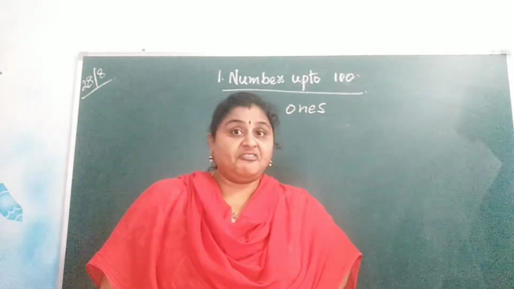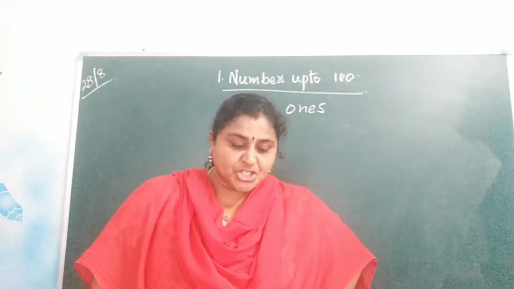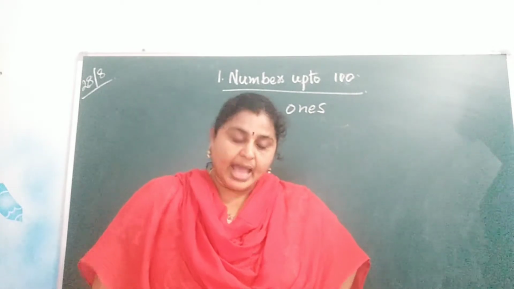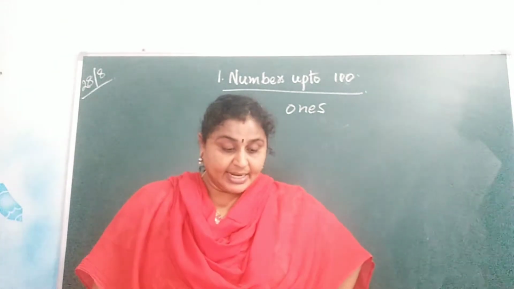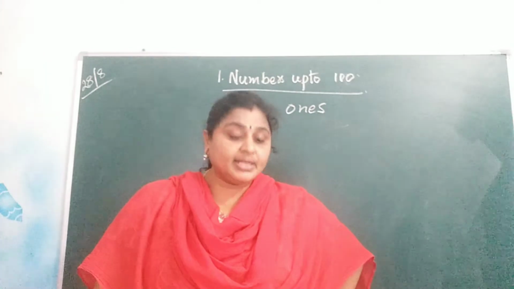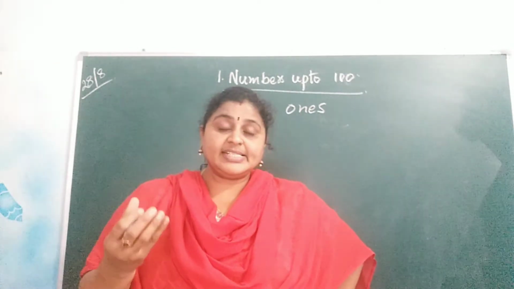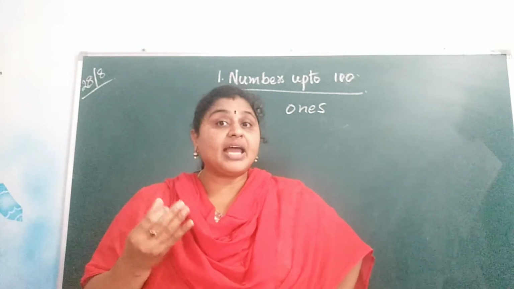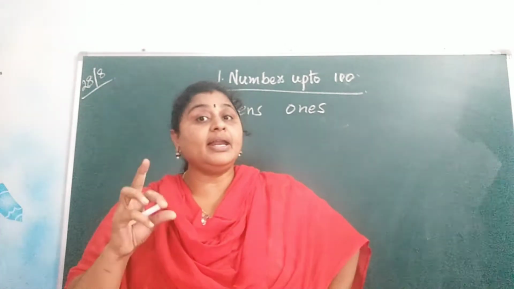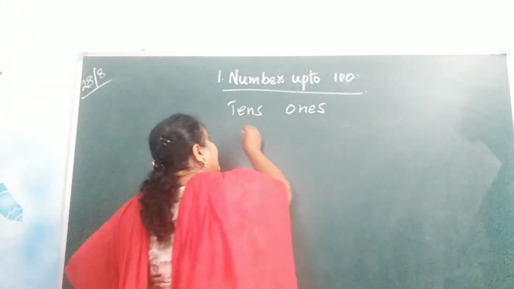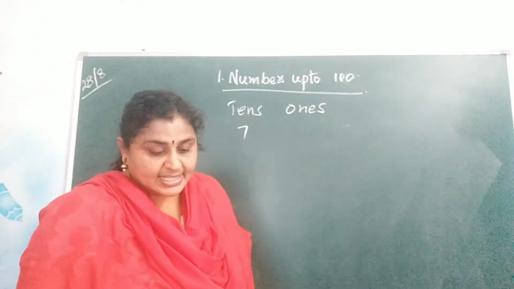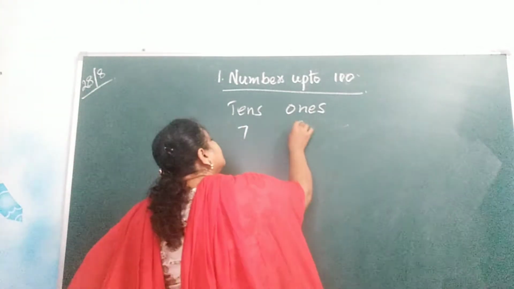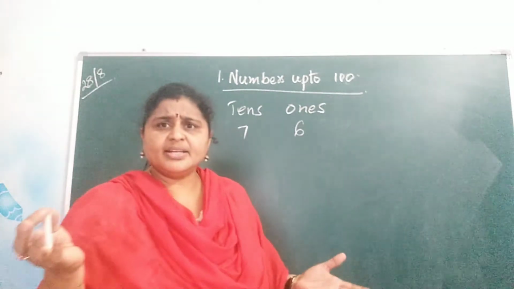7 baskets of 10 apples each and 6 more apples. Now this is 7 baskets of 10 apples. What do you see? 10 apples of 7. It means 7 we have to write in tens. And the leftover number, what is that? 6 in ones. Simple it is.